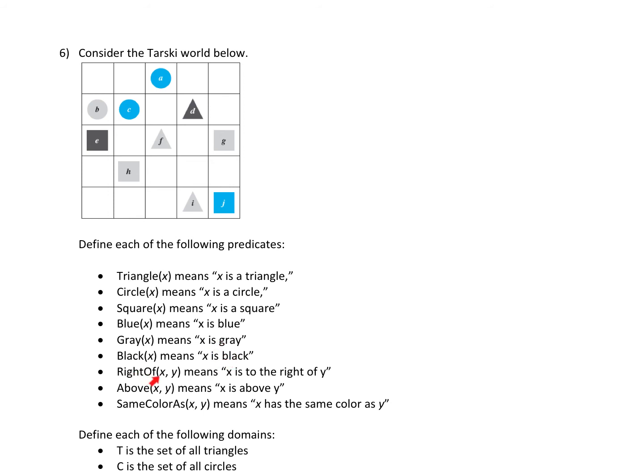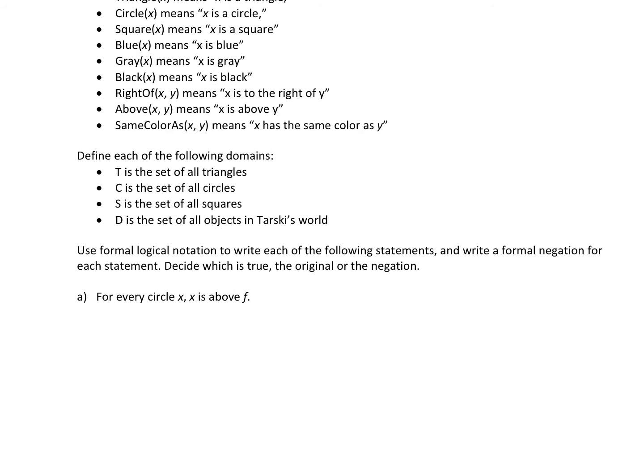And then we have right of xy means x is to the right of y. Above xy means x is above y. And same color as xy means x has the same color as y. And then we have some domains to define. T will be the set of all triangles, C circles, S squares, and D is the set of all objects in Tarski's world. So we're going to use formal logic notation to write each of the following sentences and write a formal negation for each statement. Decide which is true, the original or the negation.